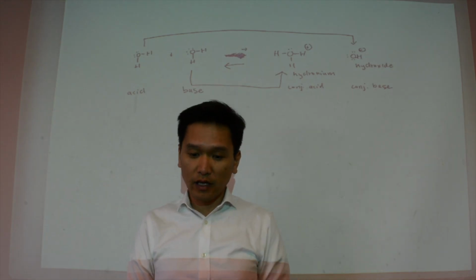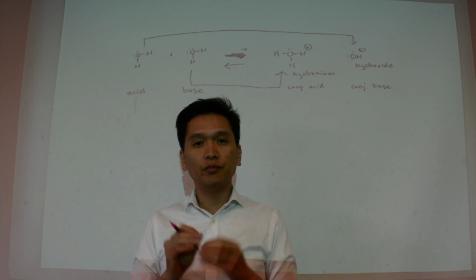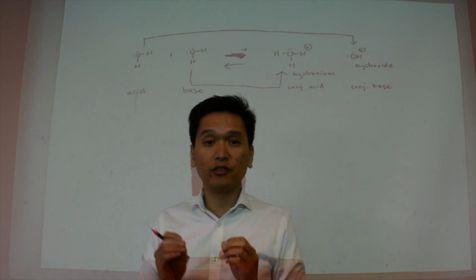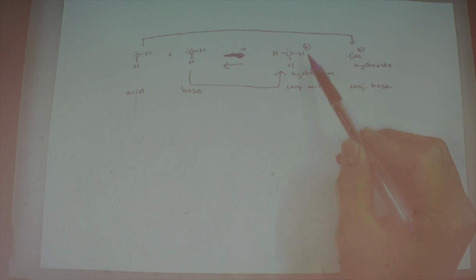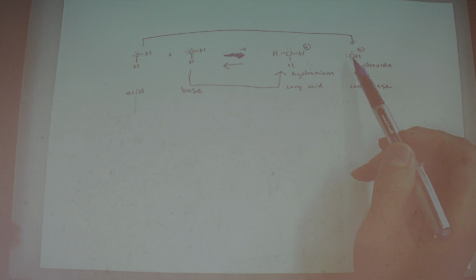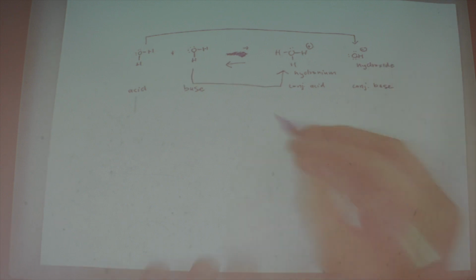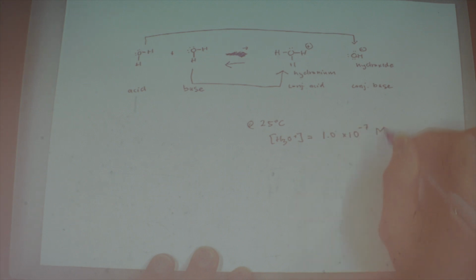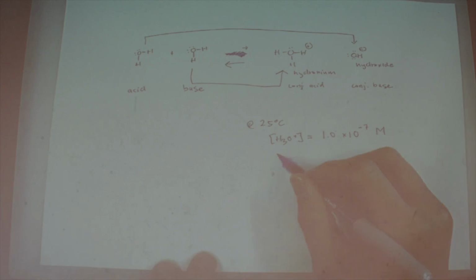This was something scientists were able to measure. It turns out in pure water, the concentration of hydronium and the concentration of hydroxide are equal to one another. At 25 degrees, the concentration of hydronium is equal to 1.0 times 10 to the negative 7th molar. And the concentration of hydroxide is also equal to 1.0 times 10 to the negative 7th molar.